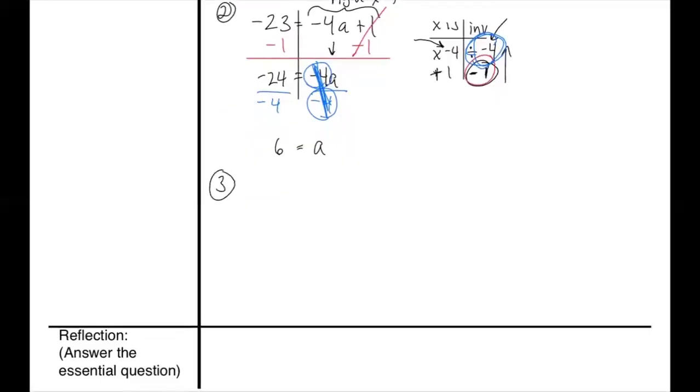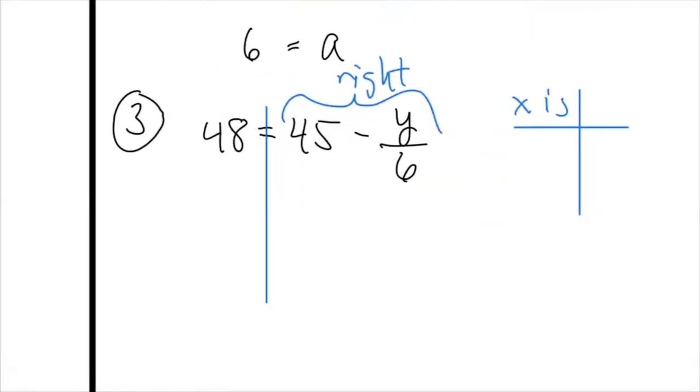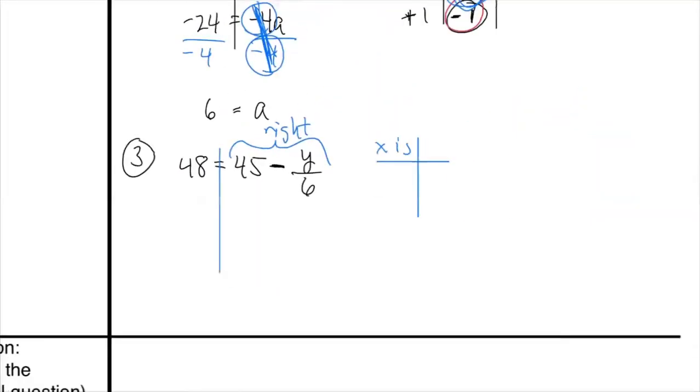Number 3. 48 equals 45 minus y over 6. All right. Draw a line down the equal sign. My variable is y, and it's on the right side, so I'm only going to look at the right side. X is. Now, what are the two things happening? Now, whenever I see a subtraction sign, here's the new thing. Whenever I see a subtraction sign there, what I should be doing is adding the opposite.